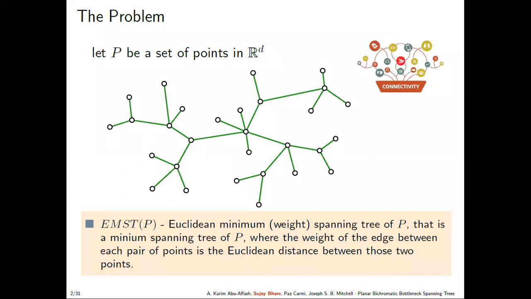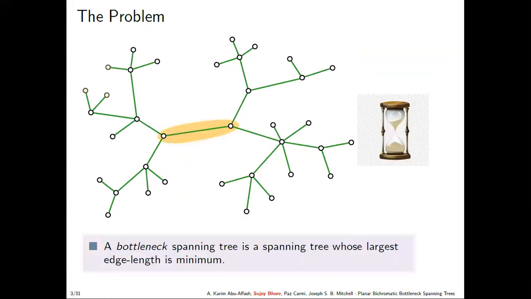Let P be a set of points in the Euclidean plane, and the objective is to find a connected tree that spans all points, which brings us to the Euclidean minimum weight spanning tree of P, that is a minimum spanning tree where the weight of the edge between each pair of points is the Euclidean distance between these 2 points. Another variant of the Euclidean spanning tree is a bottleneck spanning tree, which is a spanning tree whose largest edge length is minimum.